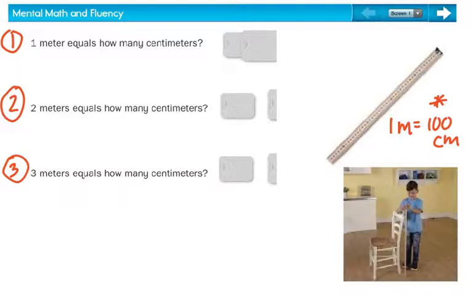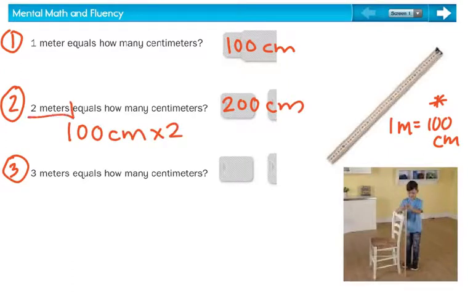All right, number 1, I pretty much did for you. 1 meter equals 100 centimeters. 2 meters equals 200 centimeters. So all I did was to take 100 centimeters, multiplying that by 2. So 3 meters would be 300 centimeters. And we want to make sure we keep that label on there of either m for meters or cm for centimeters.